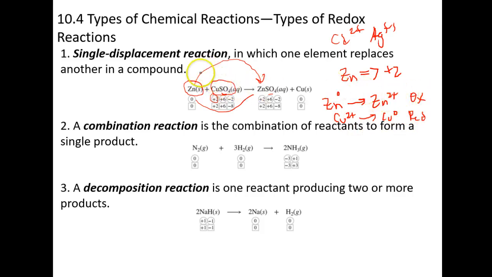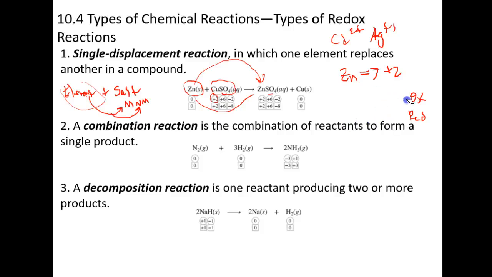But the single replacement is basically where you have an element of some sort. Let's put element. And then you're adding it to some sort of salt. Remember, salt is where you have a metal and a non-metal. And your element is replacing one of these, either the metal or the non-metal, depending on what your element is. Okay, so let me show you an example where you would be replacing your non-metal. So let's say we have fluorine plus, let's say, sodium iodide.